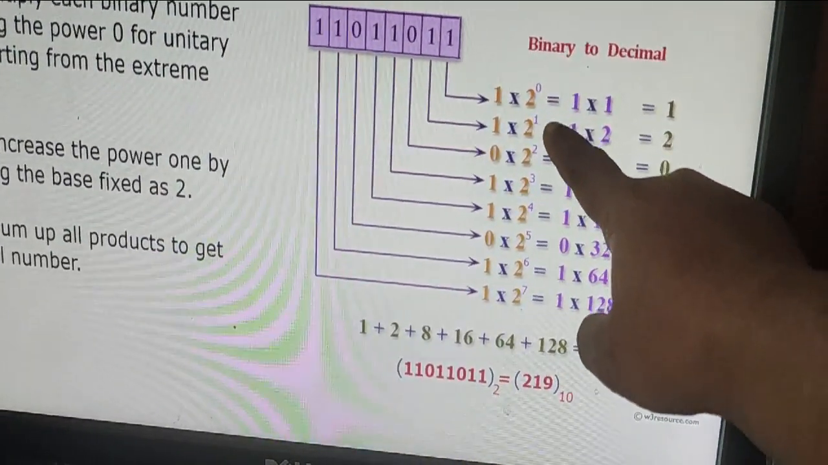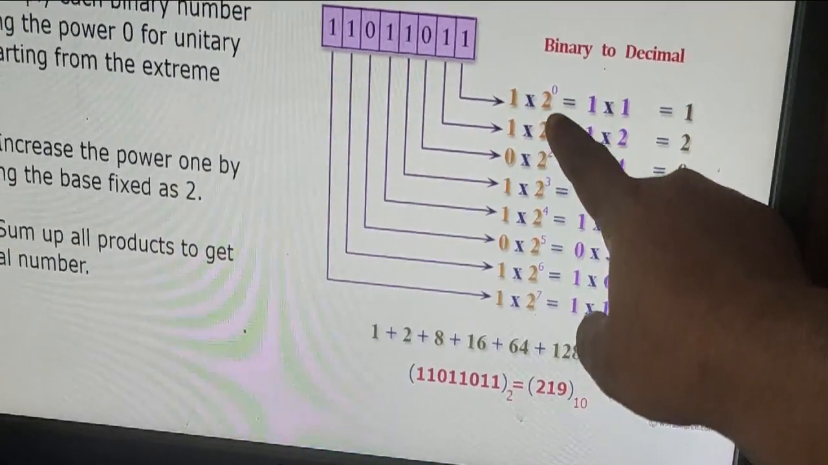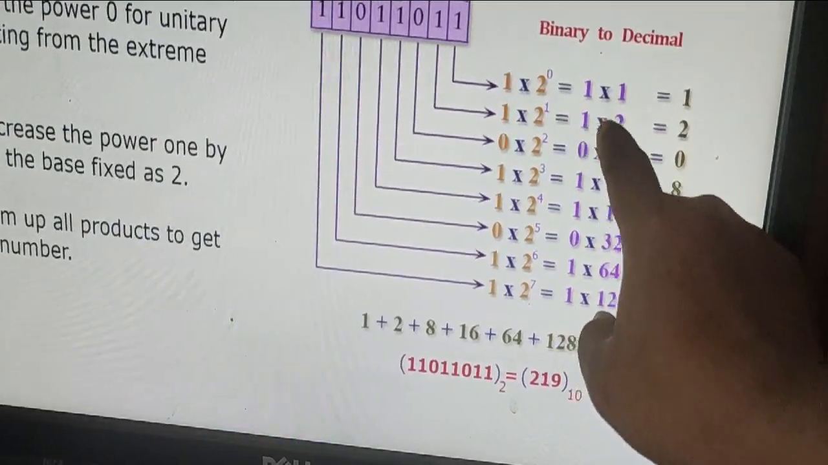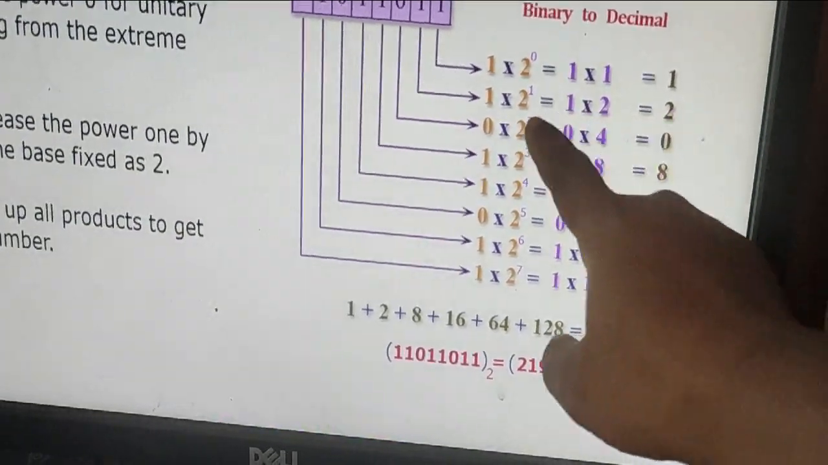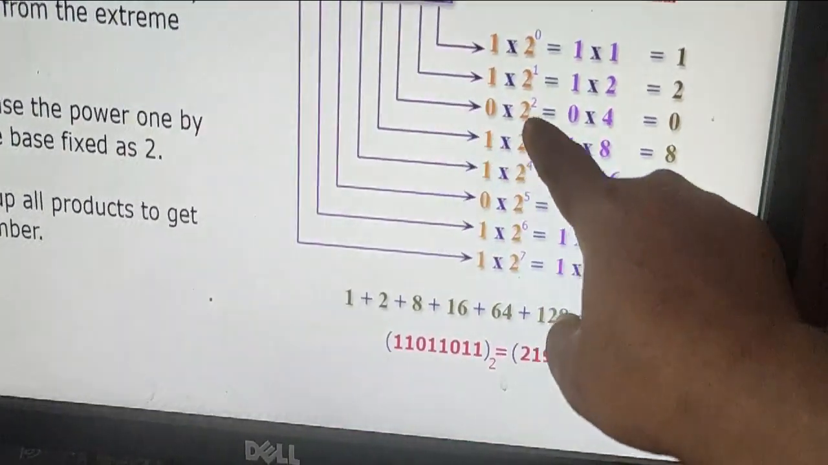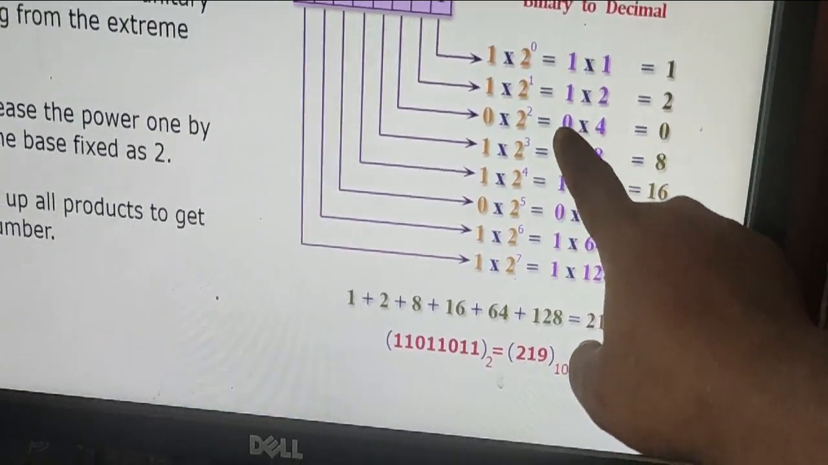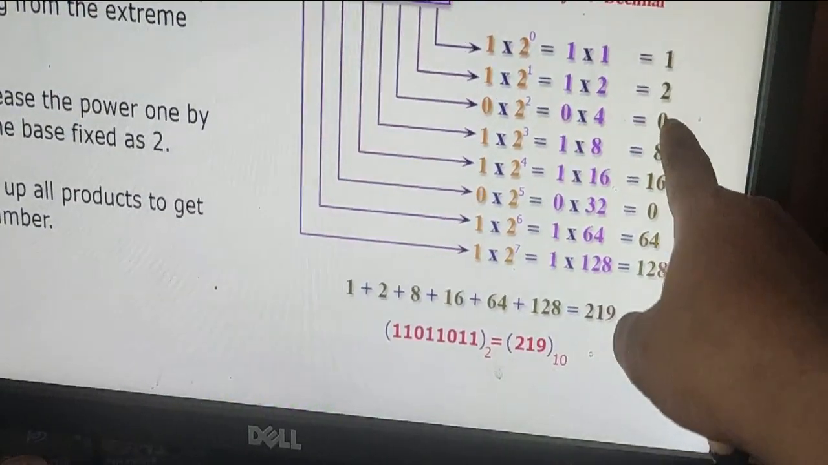1 into 2 to the power 1. Okay, next digit is 2 to the power 1. Whatever it is, the 2 to the power 1 value is equal to 2. So 1 into 2 is 2. Now again, the next number is 0. 0 into 2 to the power 2. 2 to the power 2 equals how much? 4. But anything into 0 is 0.